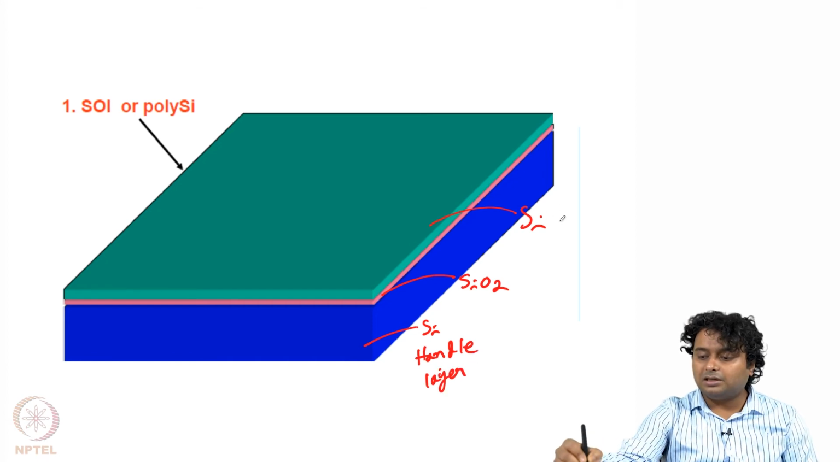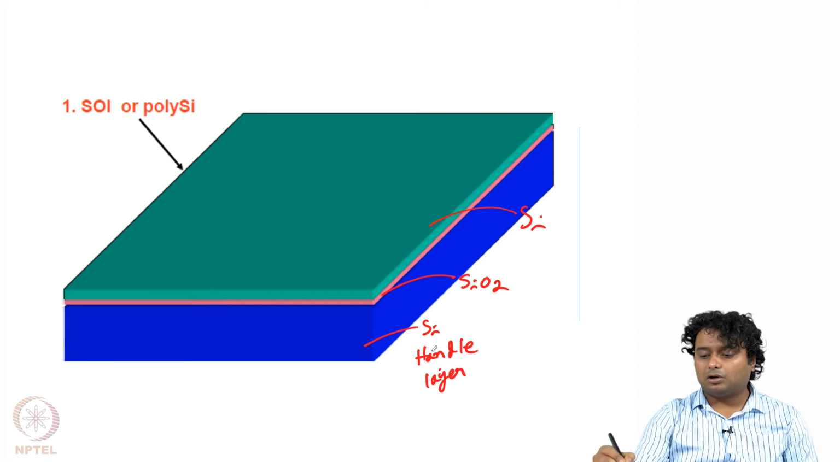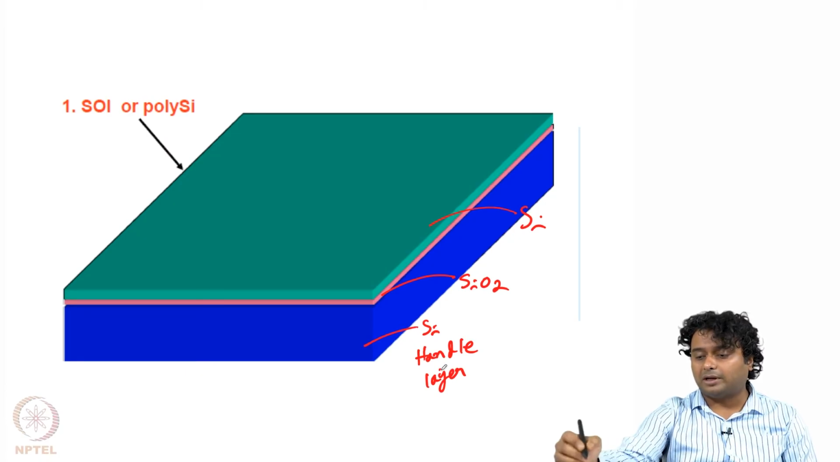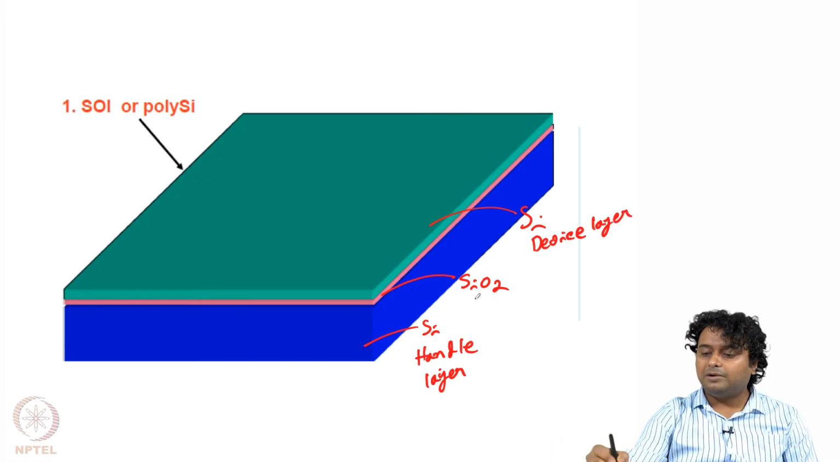And the top silicon is much thinner compared to the bottom silicon, so it can be 10 micron, 20 micron, whereas the bottom layer, the handle layer, is like 500 micron. So this is also called the device layer, and in between, the SiO2 is the sacrificial layer.